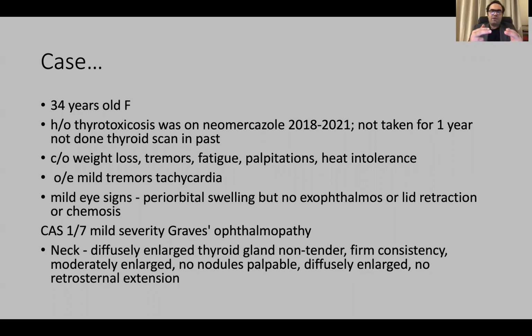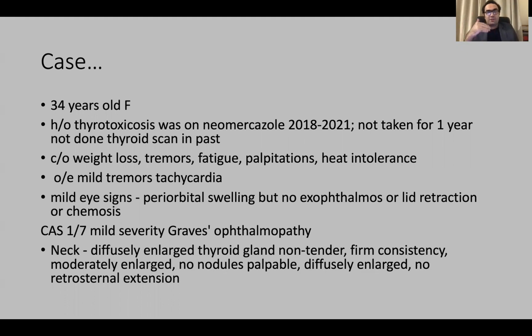Now, you can see we have to tell two important parameters whenever we are describing Graves' ophthalmopathy. One is the severity, whether it is mild, moderate, or severe, or even sight-threatening, in which the cornea is involved or the optic nerve is involved. So this is the severity. But then we also have to tell about the activity, the inflammation. Inflammation, we know, is redness, swelling, pain, all these signs.